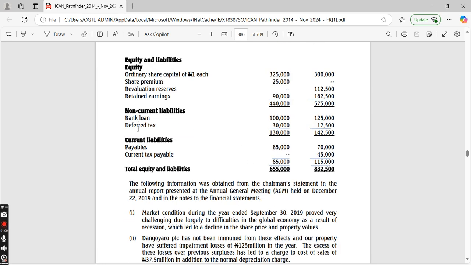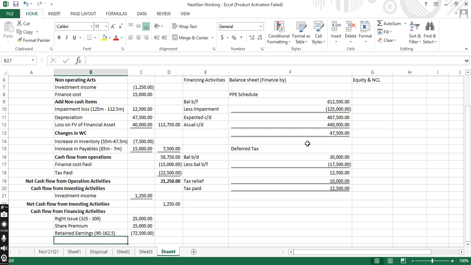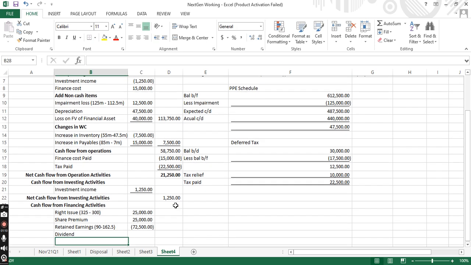We have a bank loan too. We've taken our deferred tax, right? We have a bank loan from 125 to 100. That one has reduced, right? Am I right? Yes, sir. Okay, so let's leave dividend, or let's just put the information here.